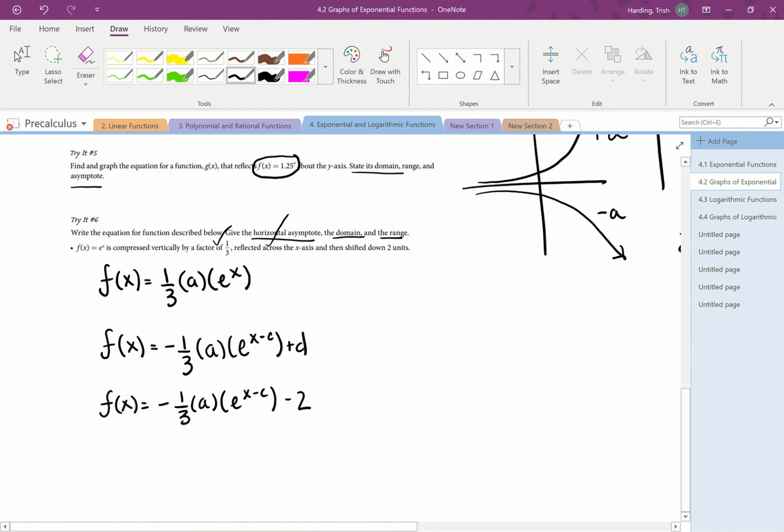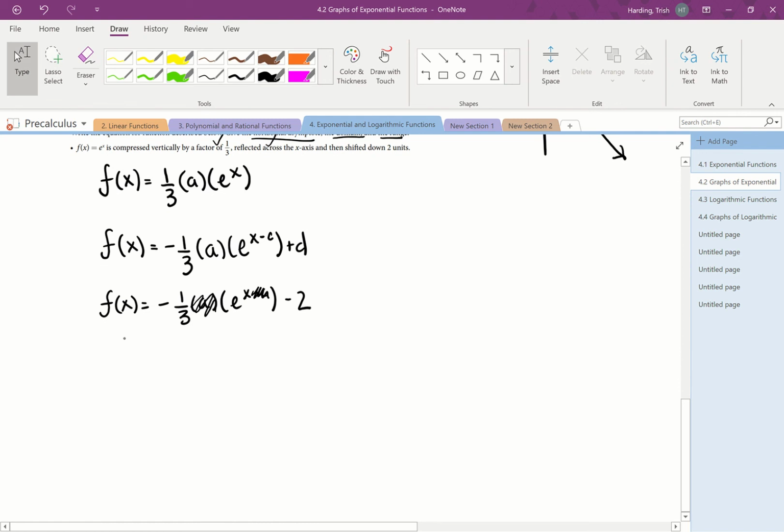All right, now in terms of the A and C, it doesn't look like it's multiplied by anything else. So I would assume it's 1. And since nothing is mentioned about left or right, I assume C is 0. So that gives us f of x equals negative 1/3 e^x minus 2. And that is it.